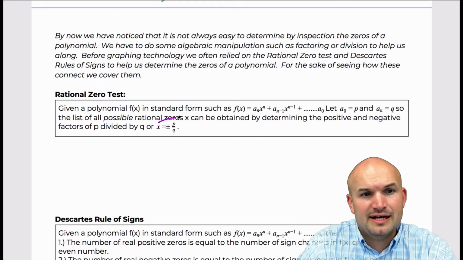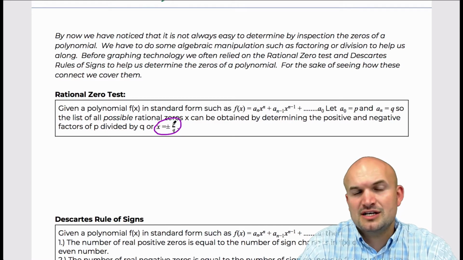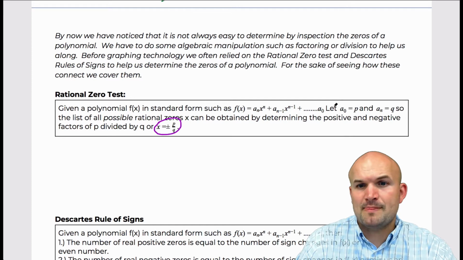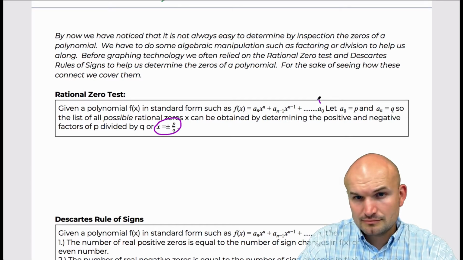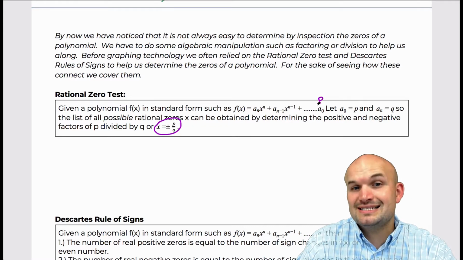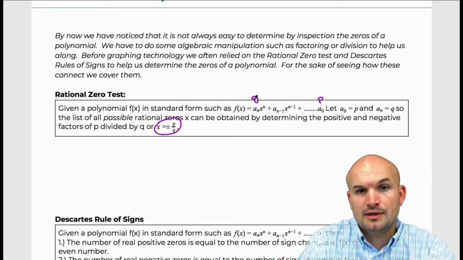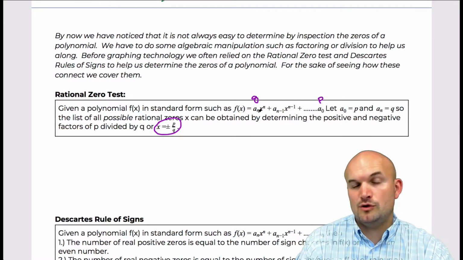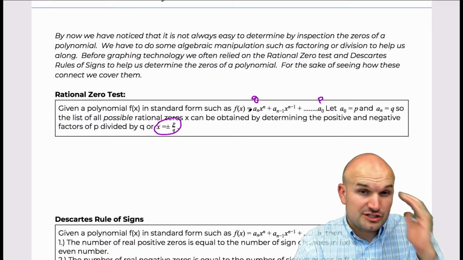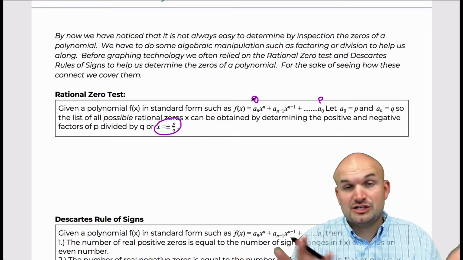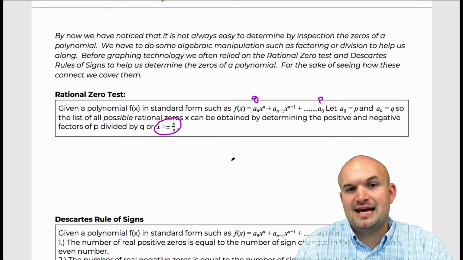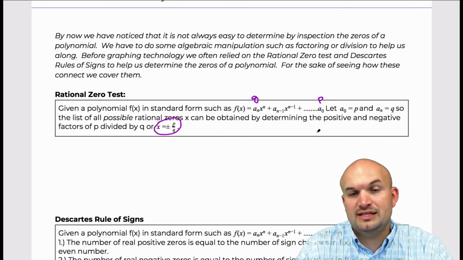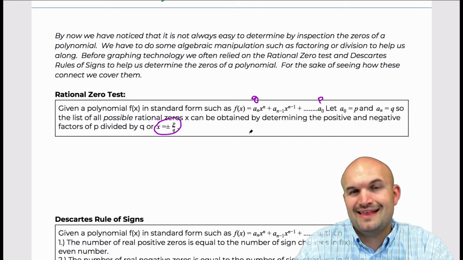Really the main idea here is, and you'll see me say this a lot, it's basically the factors, plus or minus, of P over Q, where your P is going to be the constant of your polynomial, and Q is going to be your leading coefficient. So when you're given a polynomial, make sure it's in standard form, in descending powers. You're basically just going to take the P, the constant, over Q, the leading coefficient, and then find all the factors.